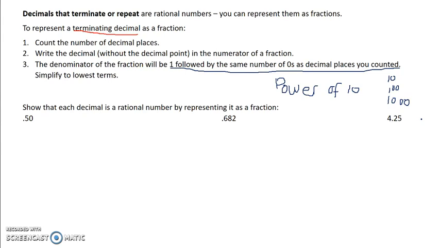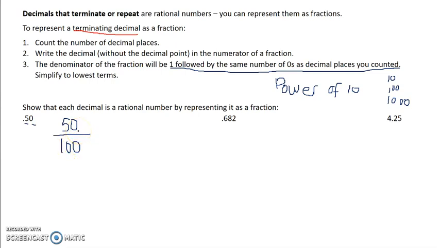So let's look at each of these. It says show that each decimal is a rational number by representing it as a fraction. Alright, so in this one, the first thing I'm going to do is count the number of decimal places. I have 2 decimal places. So I'm going to write the decimal without the decimal point. So I'm going to write 50 as the numerator of my fraction. And then as the denominator, I'm going to write 1 followed by the same number of zeros as decimal places. There were 2 decimal places, so 1 is going to be followed by 2 zeros. Now, this is 50 over 100.